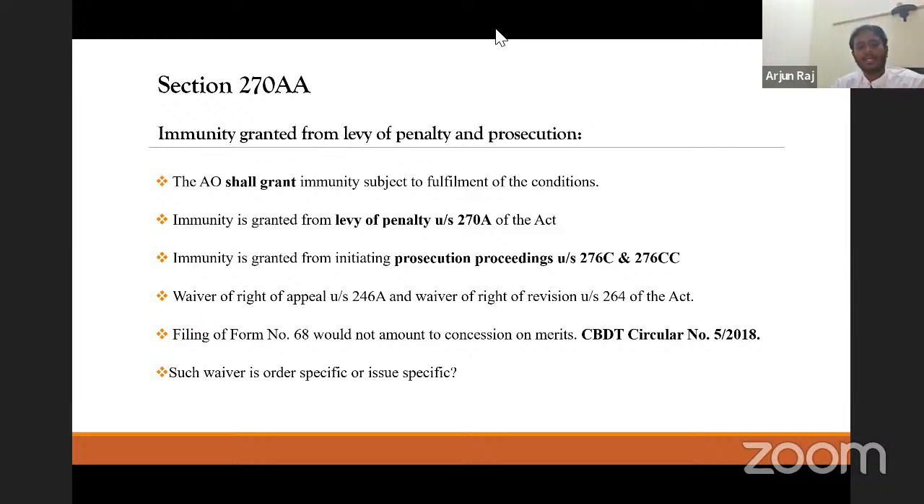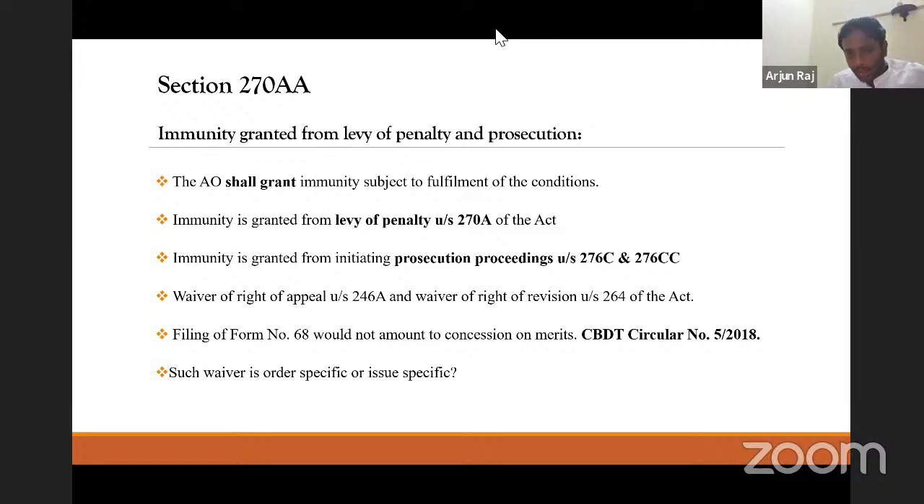Now, the immunity is being granted from levy of penalty under section 270A. That is a levy of 50% on the tax of underreported income. And similarly, the immunity is also granted for prosecution proceedings to be initiated under section 276C or 276CC. And to get this immunity, the assessee has to waive his right of appeal under 246A and waiver of right of revision also. Once the immunity has been granted, the assessee will not be able to file any appeal or revision petition before the appropriate authorities.